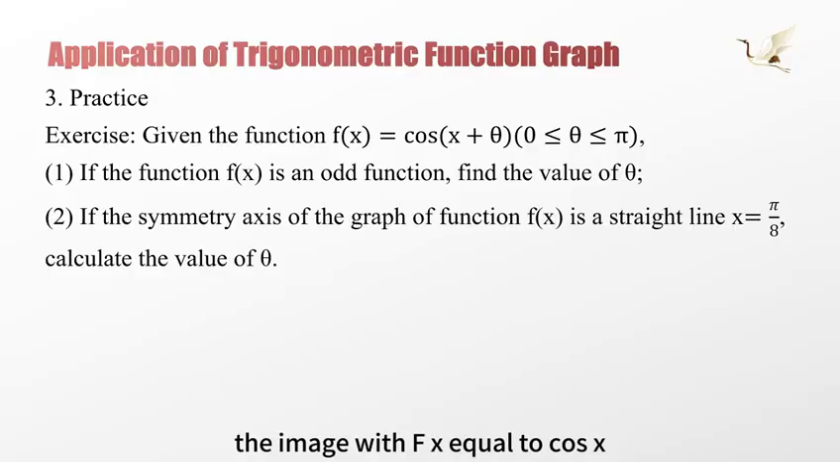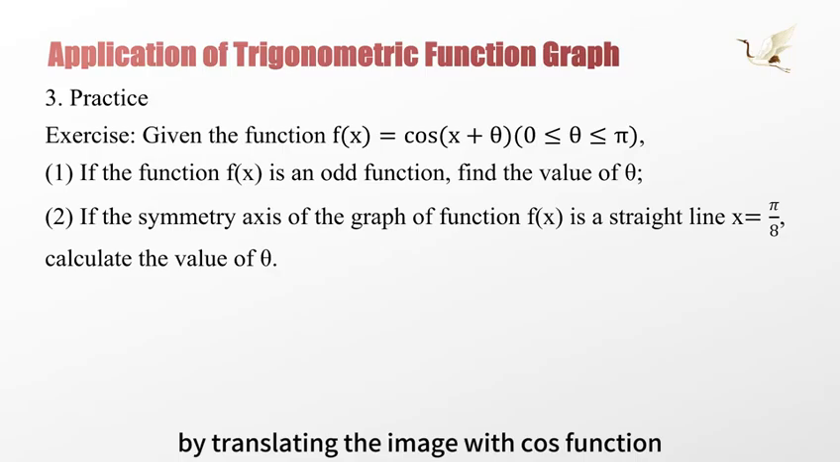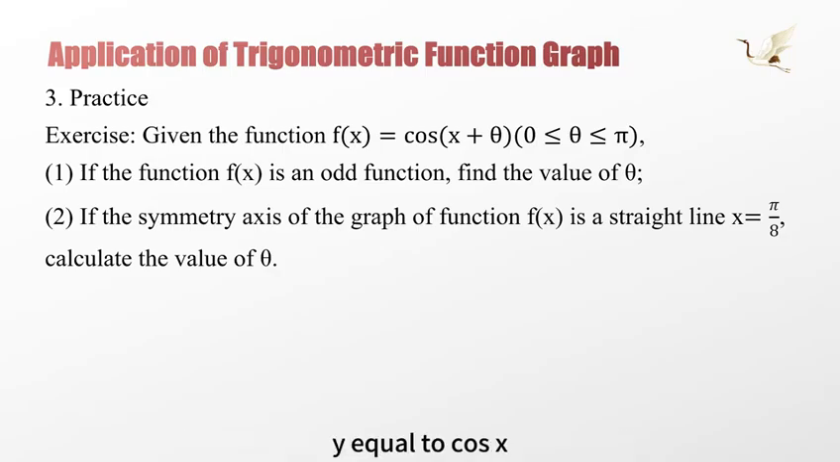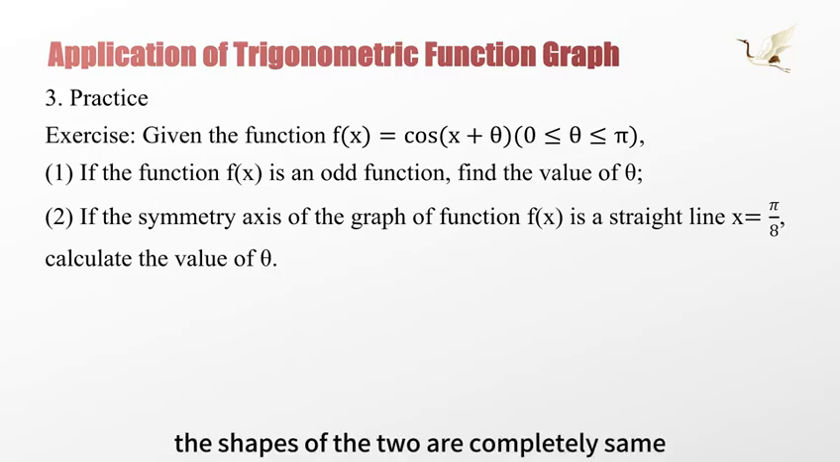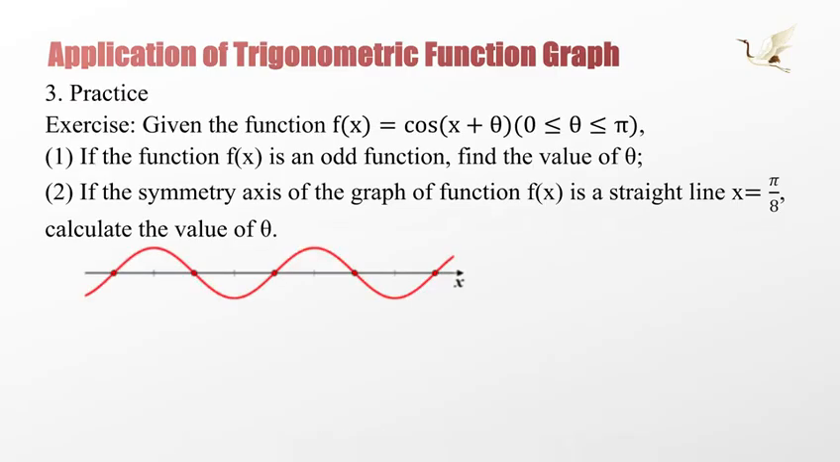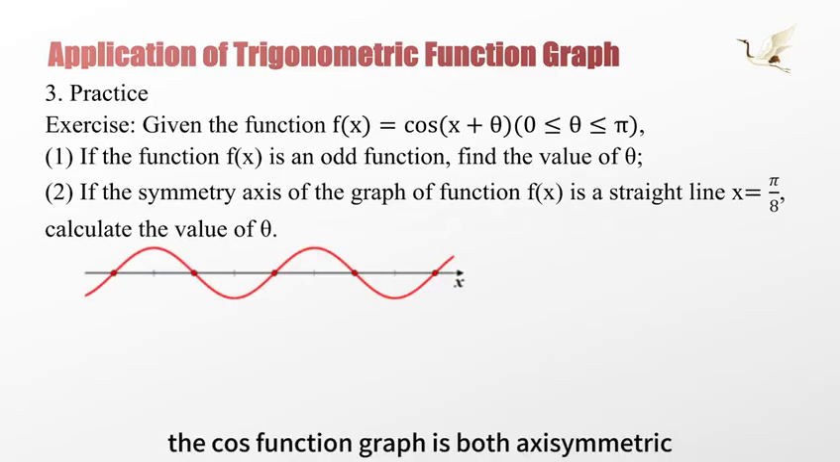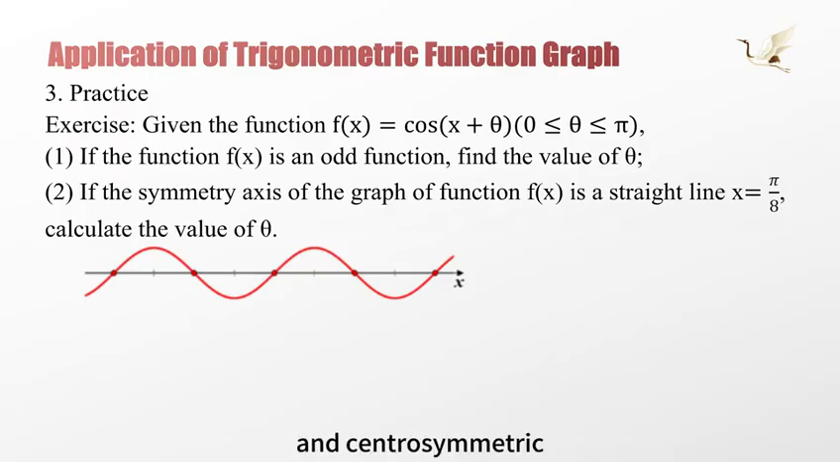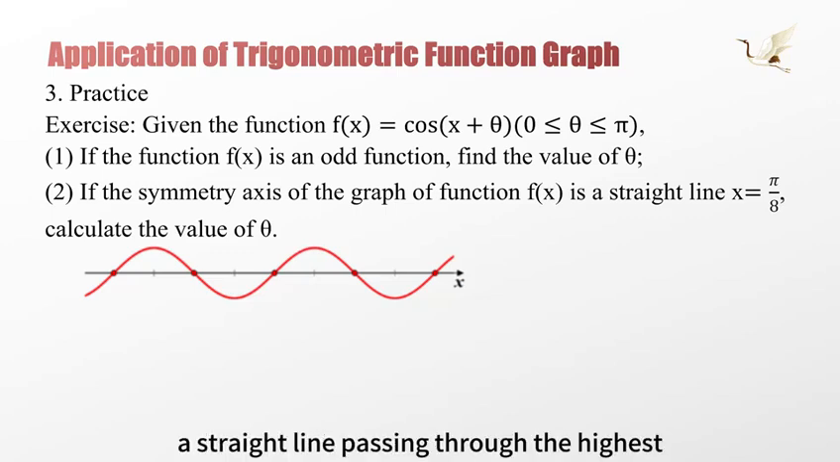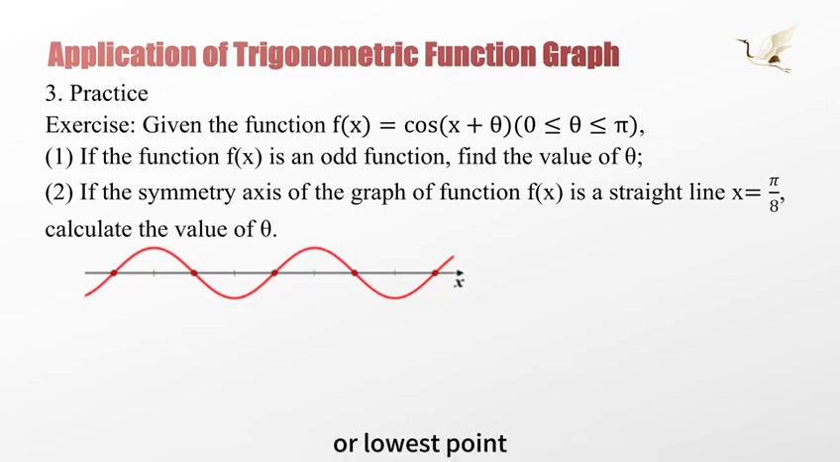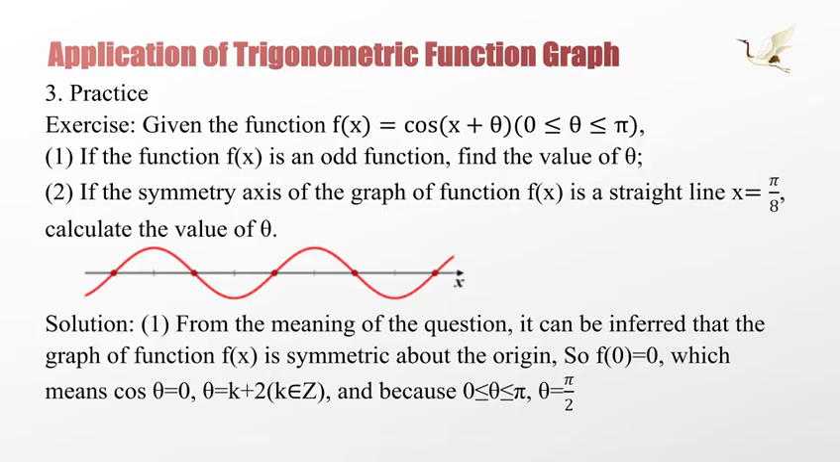The image of f(x) equal to cosine (x plus φ) can be obtained by translating the image of the cosine function y equal to cosine x. The shapes of the two are completely the same. We found that the cosine function graph is both axisymmetric and centrosymmetric. Each intersection point between the image and the x-axis is its center of symmetry, and a straight line passing through the highest or lowest point and perpendicular to the x-axis is its axis of symmetry.